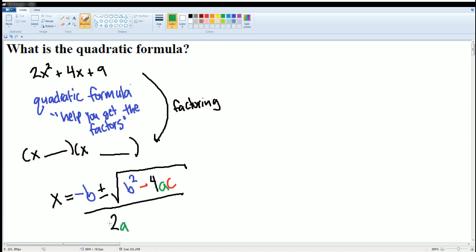The reason why this is actually used is because, remember, sometimes the a value here is a different number. It's not always 1. The quadratic formula is beautiful in the sense that it can get you the factors for anything. Sometimes it turns out ugly, sometimes it turns out pretty. But this is the quadratic formula.